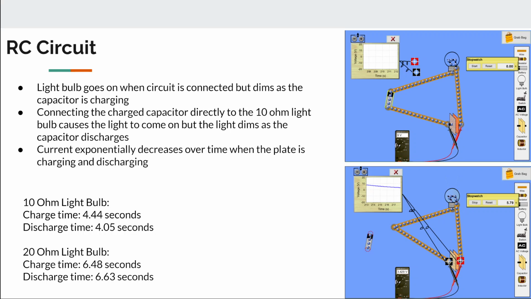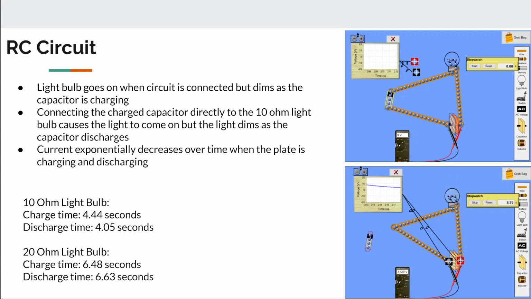An RC circuit is a circuit which consists of a resistor, in this case a 10 ohm light bulb, and a capacitor. When the circuit is connected, the light bulb comes on, but over time the light begins to dim and eventually goes out. Initially the capacitor acts just as a wire in the circuit, and the light comes on, but over time charge builds up on the two plates and the current eventually drops to 0.